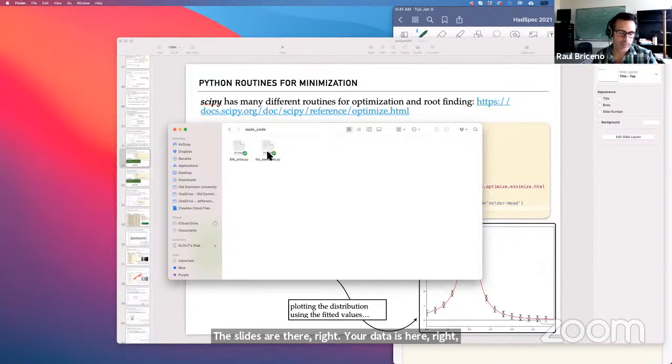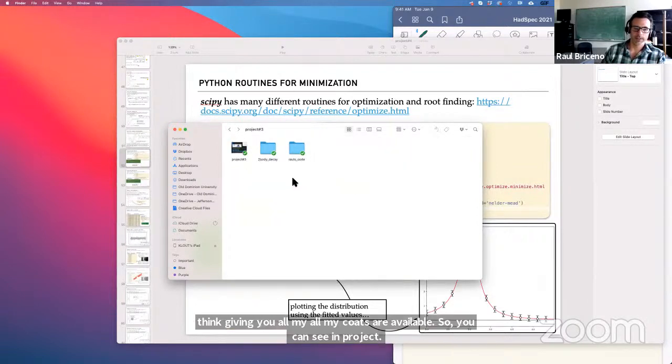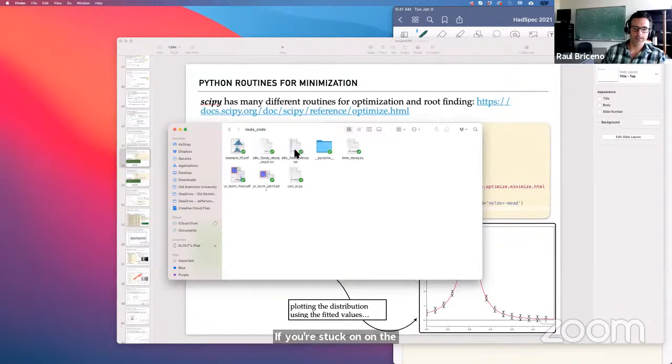Here's my code. If you ever get confused and you want to just look at some code, if you get so tired that you can't find the solution yourself, just look at my code. I've been giving you all my code, it's all available. So you can see in project 3, if you're stuck on the decay thing or the calculation of pi, here's calc_pi. And here's the figures that I get. So you have all of my code.